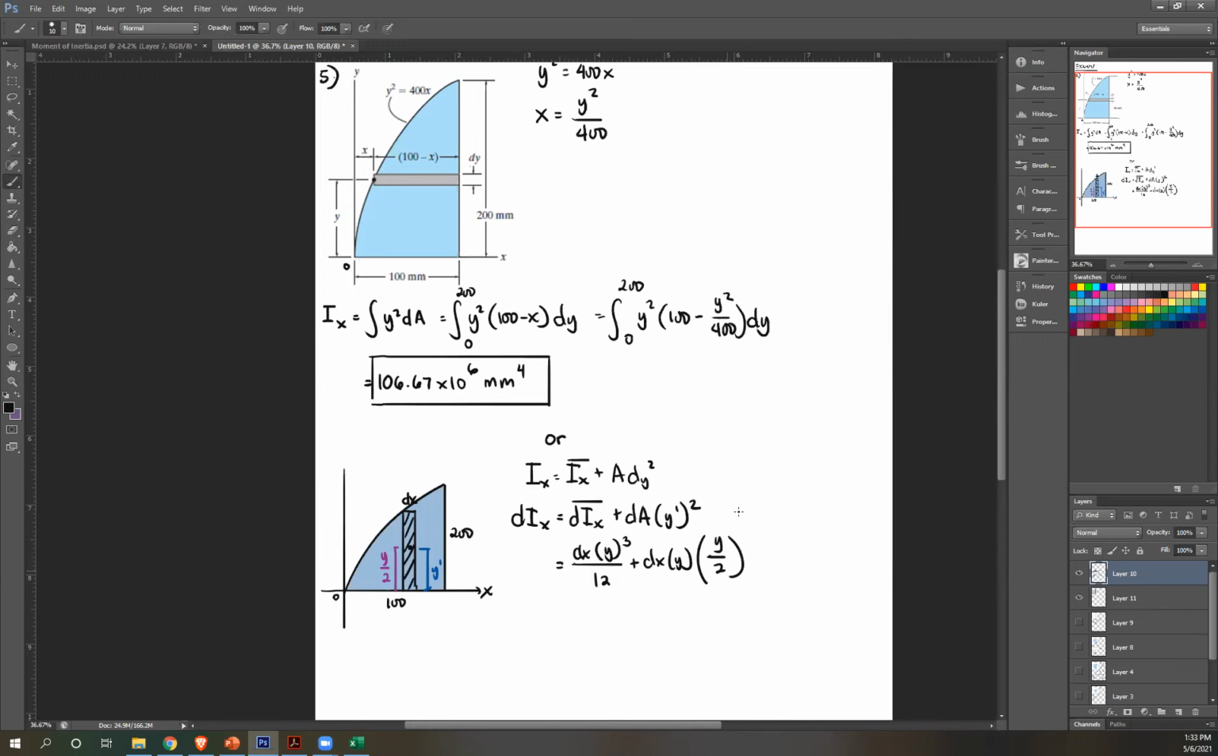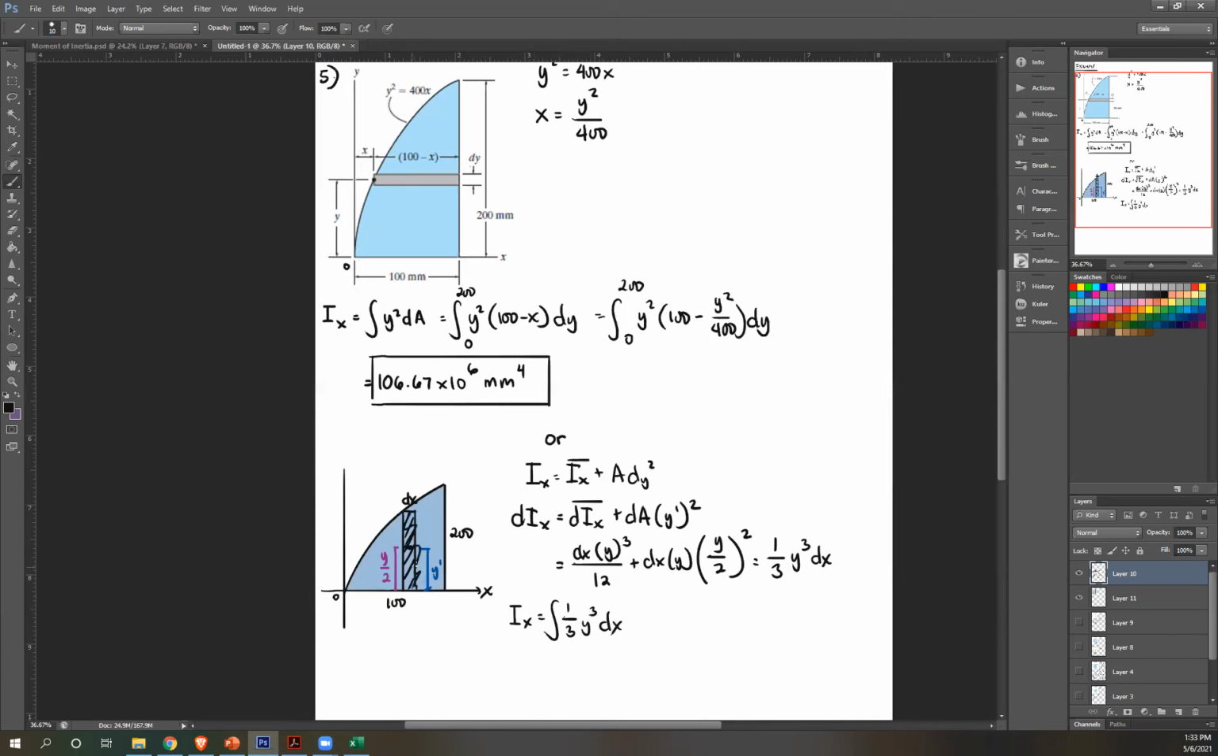And then simplifying that squared: dx y cubed over 12 plus dx times y over 2 squared. All of this simplifies to 1/3 y cubed dx. Okay, so that's the moment of inertia of a strip. Our goal is to take the moment of inertia of everything, so to do that, just take the integral of it. So the integral of 1/3 y cubed dx, and then take our limits.